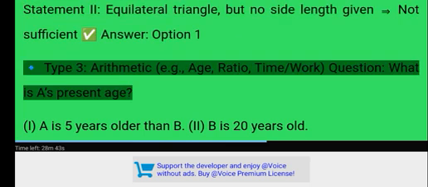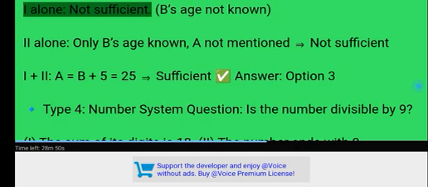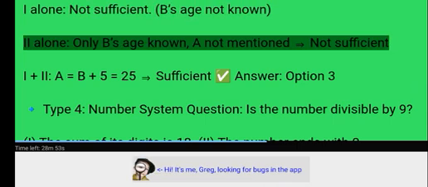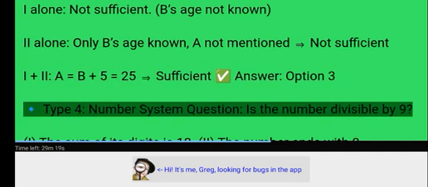Type 3: Arithmetic, for example age, ratio, time and work questions. What is A's present age? 1. A is 5 years older than B. 2. B is 20 years old. Statement 1 alone is not sufficient, as B's age is not known. Statement 2 alone only gives B's age, and A's is not mentioned, so it is not sufficient. Statements 1 plus 2: A equals B plus 5 equals 25, so it is sufficient. Answer: Option 3.